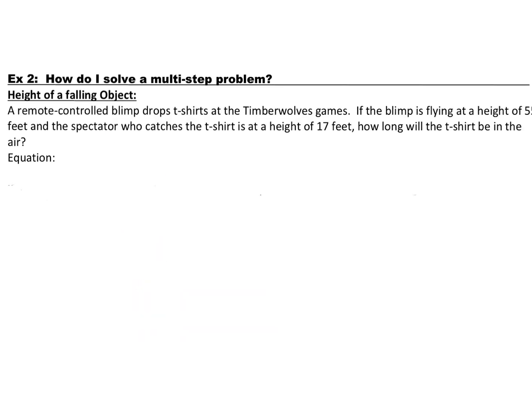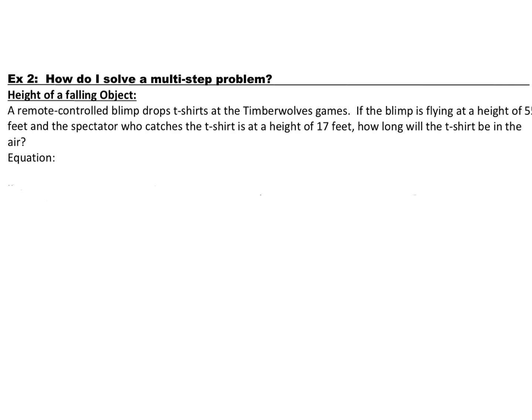All right, example number 2. How do I solve a multi-step problem? All right, so we have the following object. It says a remote control blimp drops t-shirts at the Timberwolves games. If the blimp is flying at a height of 55 feet and the spectator who catches the t-shirt is at a height of 17 feet, how long will it take the t-shirt to be in the air?